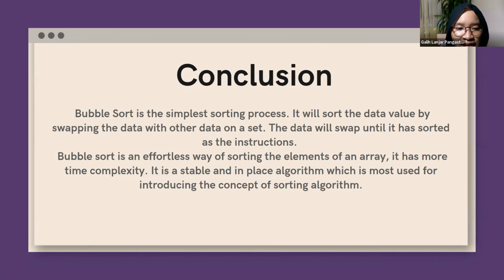Bubble sort is an effortless way of sorting the elements of an array. It has more time complexity. It is a stable and in-place algorithm which is most used for introducing the concept of sorting algorithm.